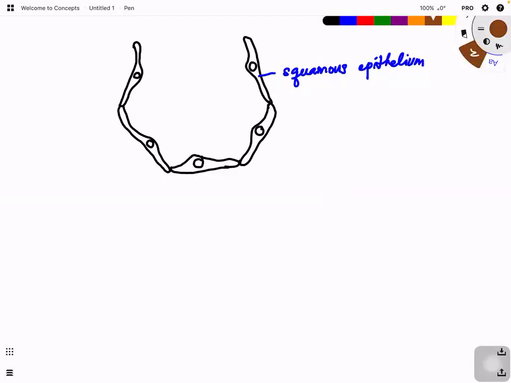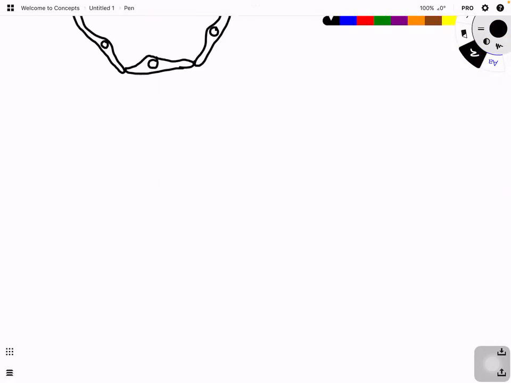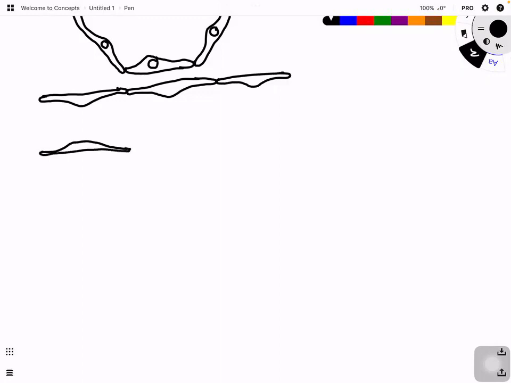Okay, so inside here is called the alveolar cavity. Okay, alveolar cavity. So how about the blood capillary? The blood capillary is also lined by the squamous epithelium, but we give it a special name called endothelium. Very flat and thin cells only.